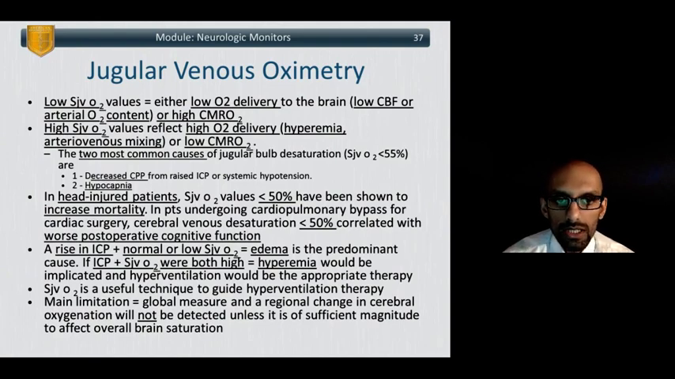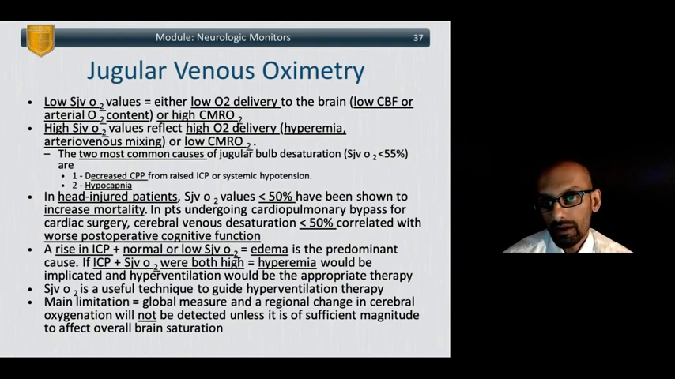So low jugular venous saturation values indicate either low oxygen delivery to the brain, low cerebral blood flow or arterial content, or a high metabolic rate of oxygen consumption. Maybe your patient has status epilepticus, for example, and they're having seizures. That could be a problem too when you receive low jugular venous saturation values. High values reflect a very high delivery, hyperemia, arteriovenous mixing, or a low CMRO2 in the face of high delivery.